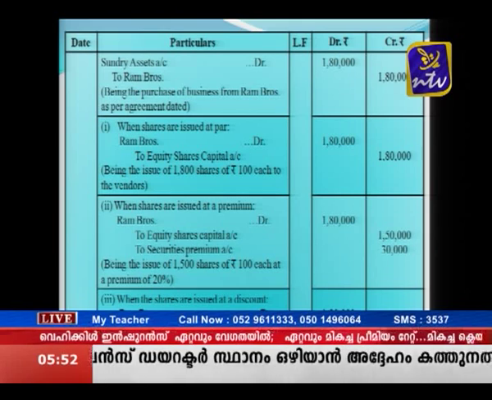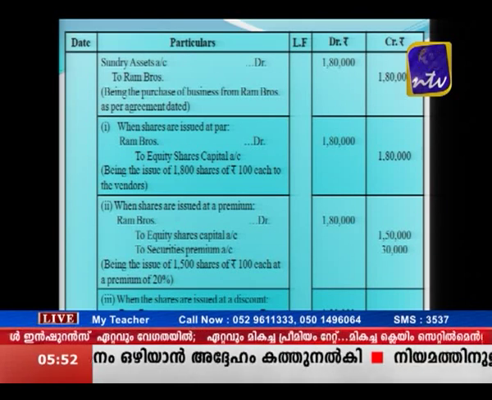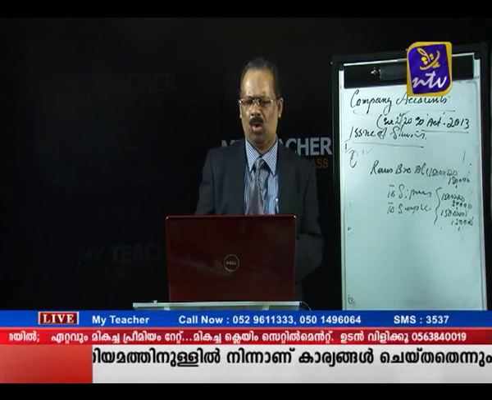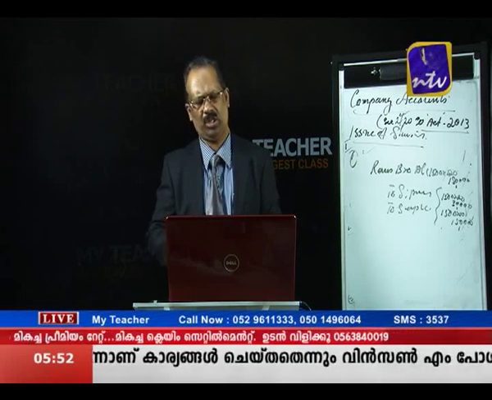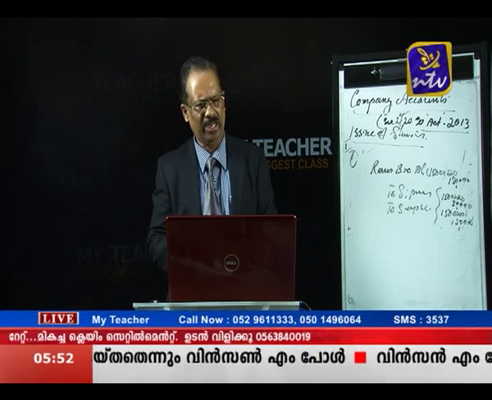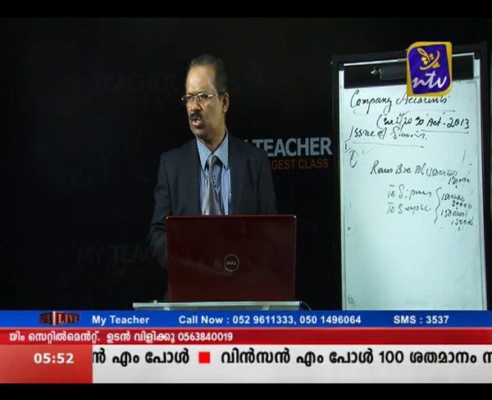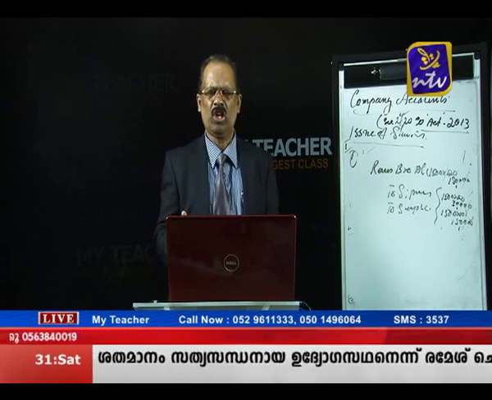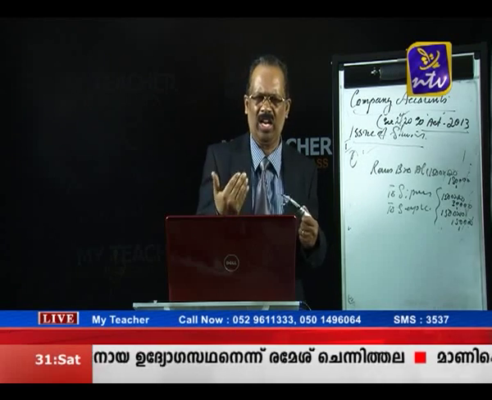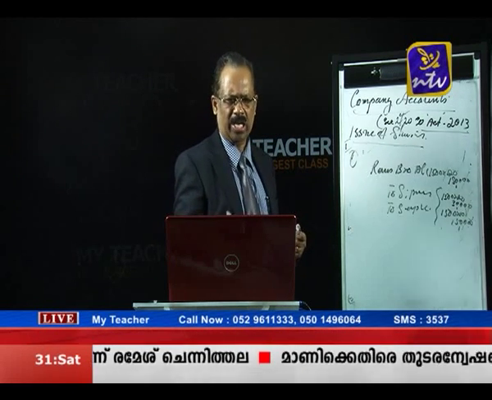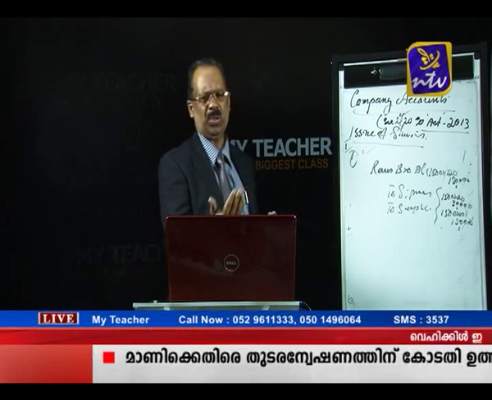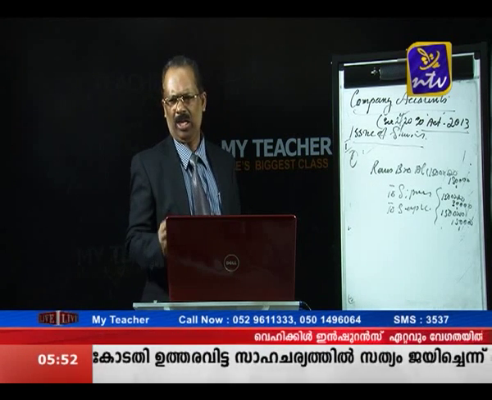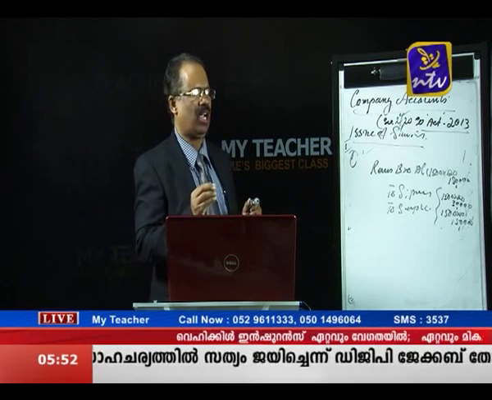So you can see the debit is equal to the credit, equal to 1,80,000. How many shares are we issuing? 1,500 shares we are issuing. Now listen. The shares are issued for consideration other than cash. Instead of giving liquid money, we are issuing shares to the vendor. That is what is called, the shares can be issued as a consideration.